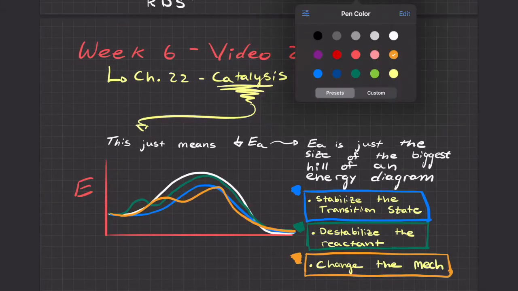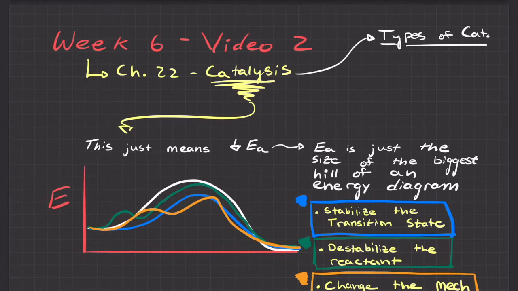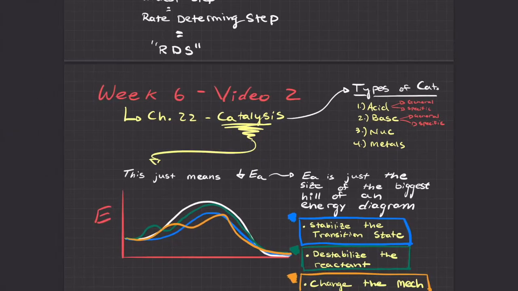Okay, so there's generally 4 types of catalysis. I'll write them up over here. The first one is an acid catalyst. We also have the inverse of that, which is the base. You could also use a nucleophile as a catalyst. And lastly, you could use a metal. Now, acids and bases have 2 subcategories. You could have a specific acid catalyst, or you could have a general acid catalyst. So I'm gonna write both of them here. Same thing for the base. You could have general or specific base catalysts. So these are gonna be the main types of catalysts we'll be going over in this chapter.